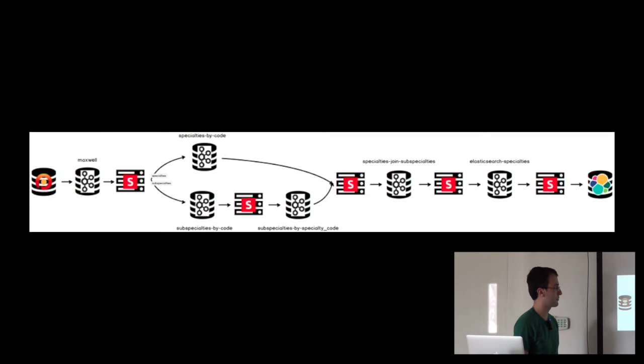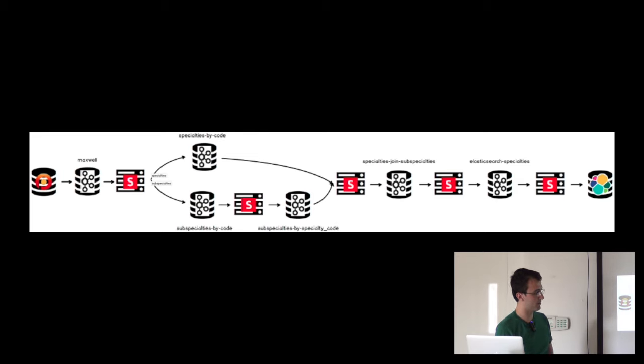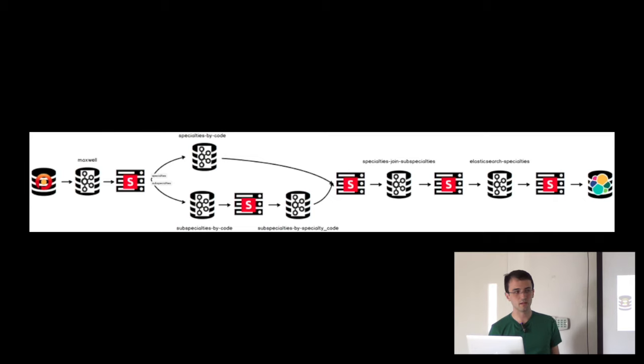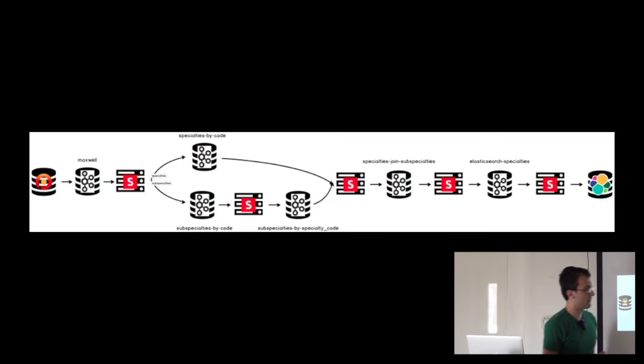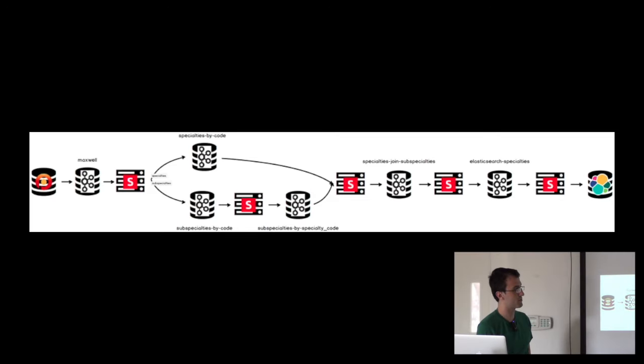So something I built to test this idea out is something to index our specialties and subspecialties. Basically, the way it works is it takes that Maxwell stream, splits it out into specialties and subspecialties, any changes to those two tables. And then we can actually repartition that. So instead of partitioning by ID for subspecialties, you partition by specialty code. And what that means is you would send anything with the same specialty code to the same partition on a server. And then this Samza processor could combine those together to produce specialties join subspecialties.